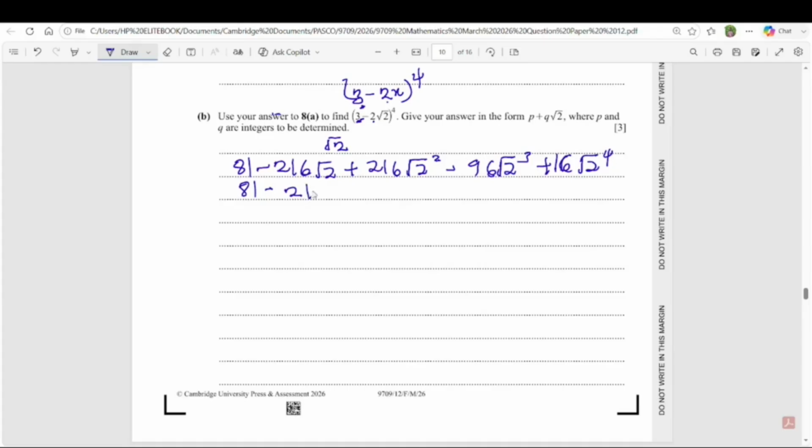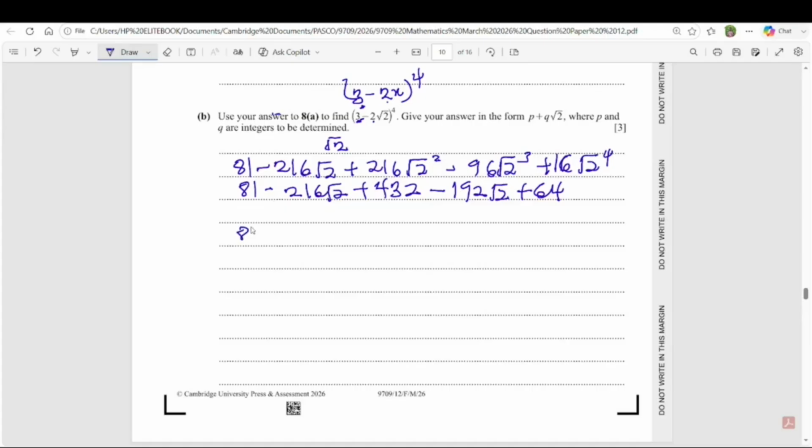And here, 216 root 2, nothing changes. Over here, root 2 squared is the same as 2, right? So it's going to be 216 times 2, so 432. And minus root 2 cubed is equal to 2 root 2. So we're going to have 96 times 2 and then root 2. 96 times 2 is going to be 192 root 2. Then lastly, root 2 exponent 4 is equal to 2 times 2, so that's 4. So 4 times 16 is 64.